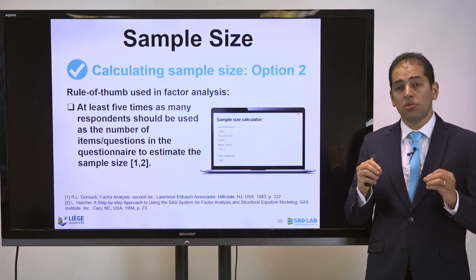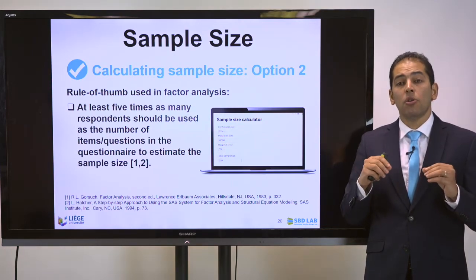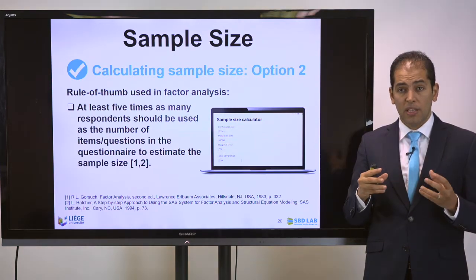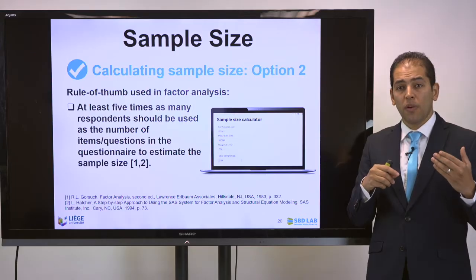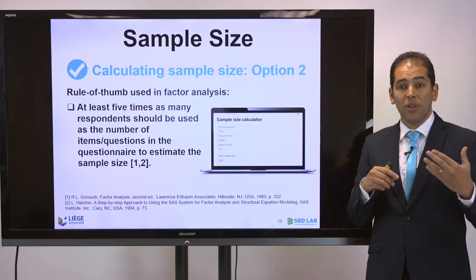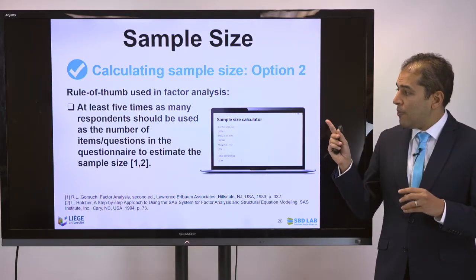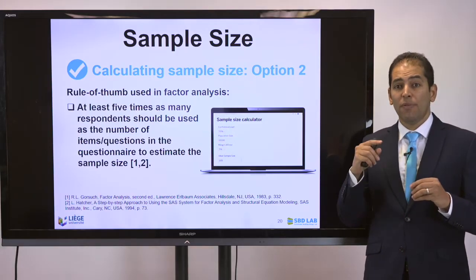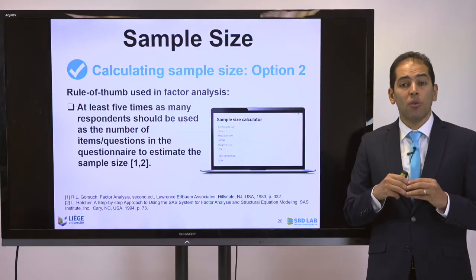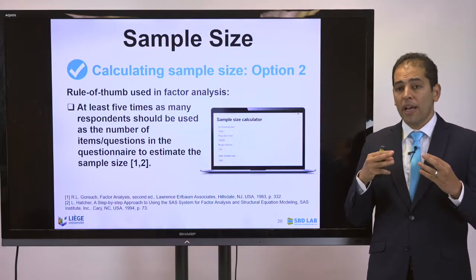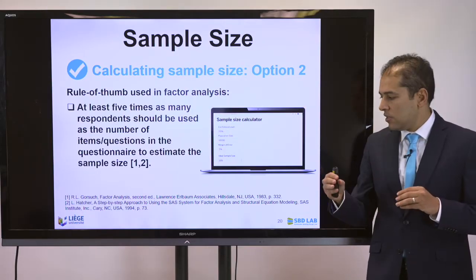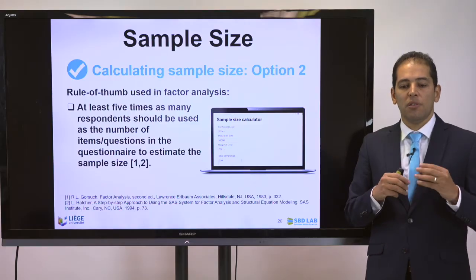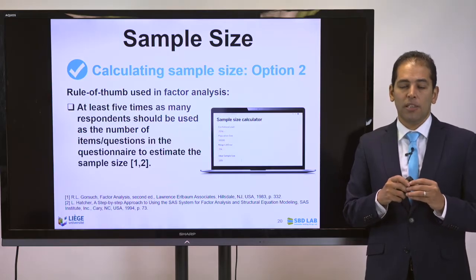I strongly advise you here to watch the previous video on questionnaire design or survey design, because from there you will learn how to define your items or questions in a questionnaire. Based on this rule of thumb, you will need 5 times the number of questions that you have in your survey. This is also a method that has well-established reasoning and logic behind it, and I leave you the references if you are interested in building on that.